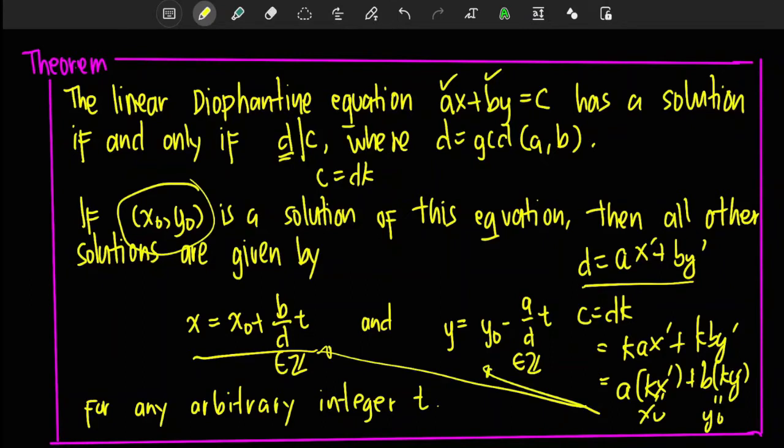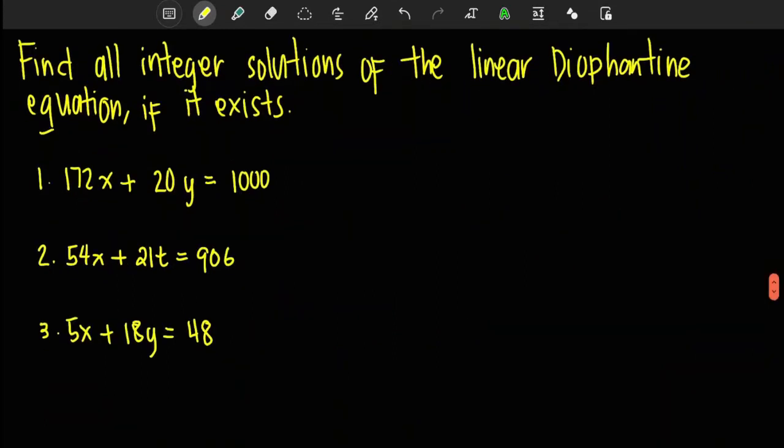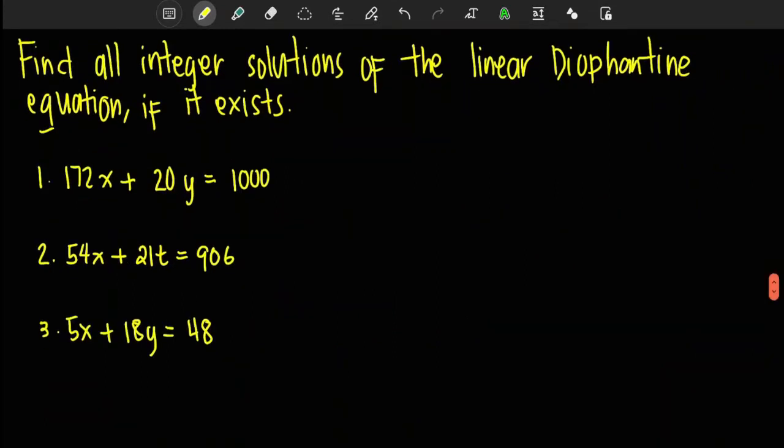So this particular method requires that we need to be able to express D as a linear combination of A and B. There are a lot of ways or techniques for us to do that, but the best way is to use the Euclidean algorithm. So let's have some examples. Suppose we want to find all integer solutions of the linear Diophantine equation if it exists.